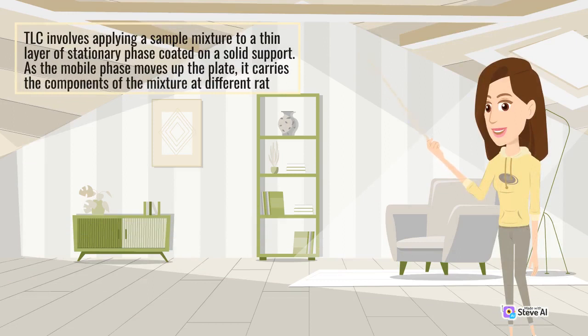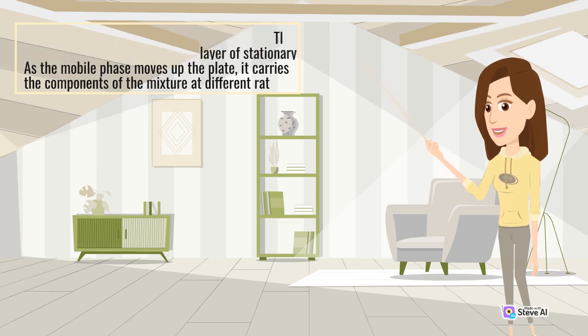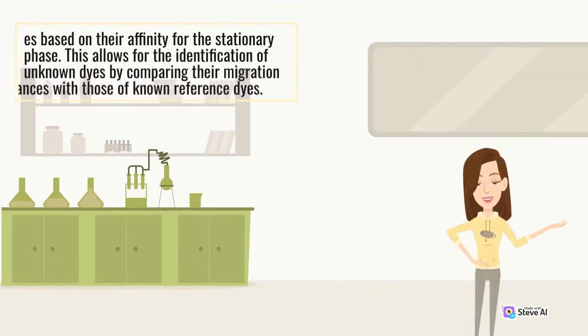TLC involves applying a sample mixture to a thin layer of stationary phase coated on a solid support. As the mobile phase moves up the plate, it carries the components of the mixture at different rates based on their affinity for the stationary phase. This allows for the identification of unknown dyes by comparing their migration distances with those of known reference dyes.